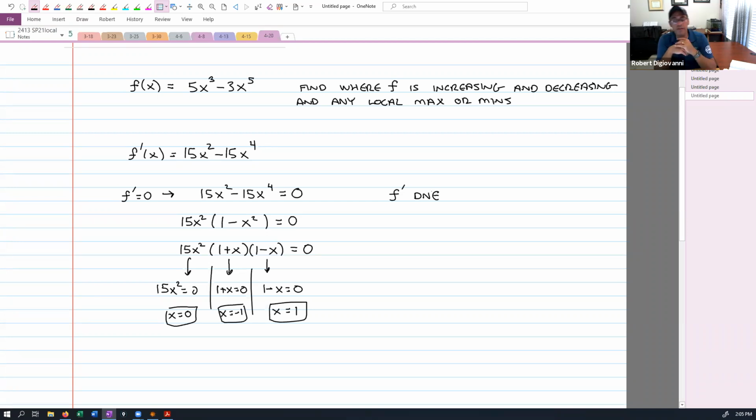Where does the derivative not exist? Or do we even care about this? It doesn't matter, because the derivative is nice, right? The derivative is a polynomial. So this is never going to have a problem. We're not going to have division by 0 or square roots of negative numbers or anything like that. So we only have 3 critical numbers.